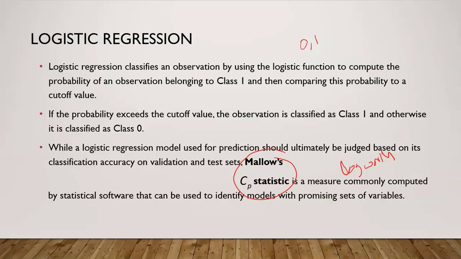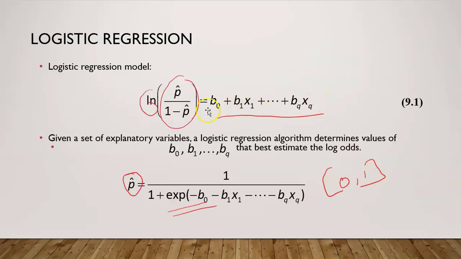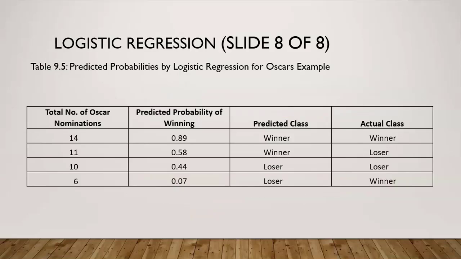Now, once we have obtained our coefficients of the various parameters and obtained the probability value, we can then use a cutoff to get a table like this. So each record then comes up with the value of the probability. So the first example we have is a movie that had 40 nominations. The probability of winning is 0.89 based on the logistic regression that we ran. And if our cutoff is 0.5, then because 0.89 exceeds 0.5, the movie will be classified or predicted to belong to the winner class. And were we right or wrong? This movie actually was a winner.